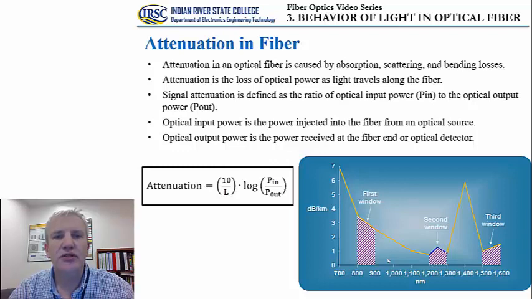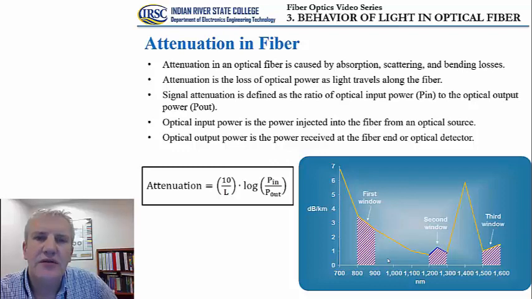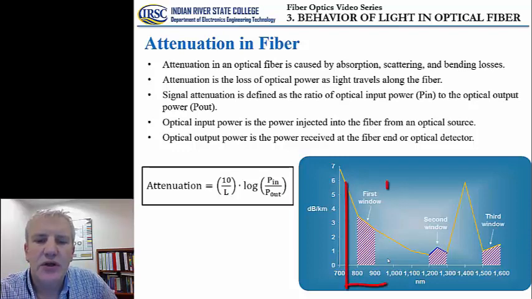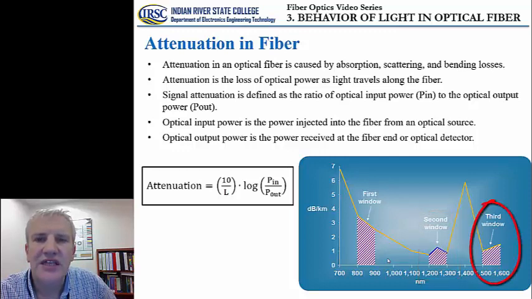Attenuation in optical fiber is caused by a few distinct phenomena, and those are absorption, scattering, and bending losses. On this slide, there is also a plot that specifies three distinct windows of wavelengths that are being used to transmit light along an optical fiber. There is a first window somewhere around 800 to 900 nanometers, then the second window between 1200 and 1300 nanometers, and finally the third window between 1500 and 1600 nanometers.